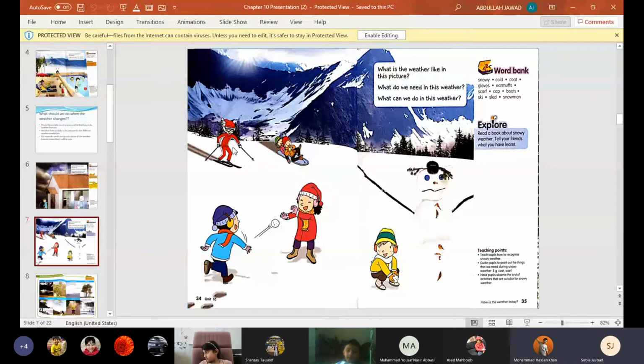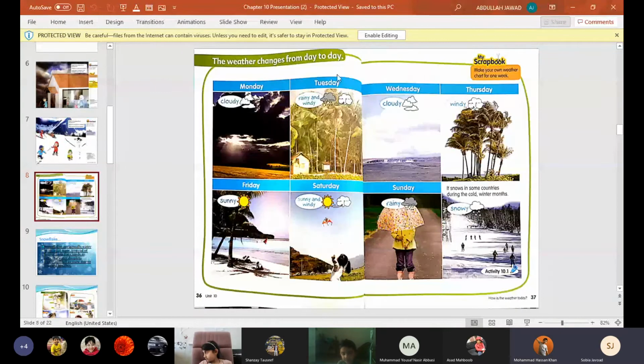All right, now see the weather changes from day to day. This picture is showing: here is Monday, it's cloudy. Now Tuesday, it's rainy and windy. Again, it's cloudy. Then next, it's windy. Here is sunny on Friday. Then Saturday, sunny and windy. Sunday, it's rainy. It snows in some countries during the cold winter months. So the weather changes day by day.